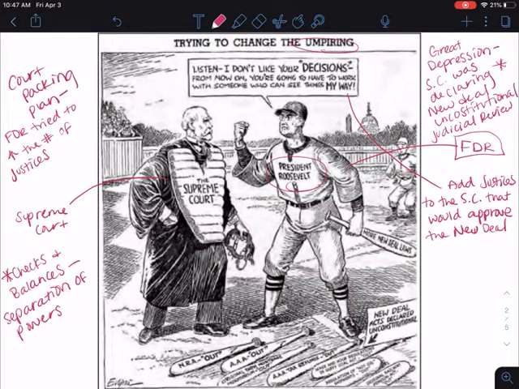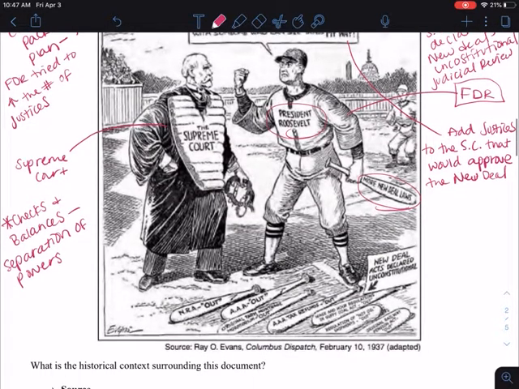He's saying, you're not doing what I need you to do, so I'm going to put people on the Supreme Court that will listen to me. And you can see here it says more New Deal laws. That's what he's trying to hit. And down at the bottom, you can see the other bats that are New Deal acts that were declared unconstitutional. We know here we have the NRA, which was dealing with industry.